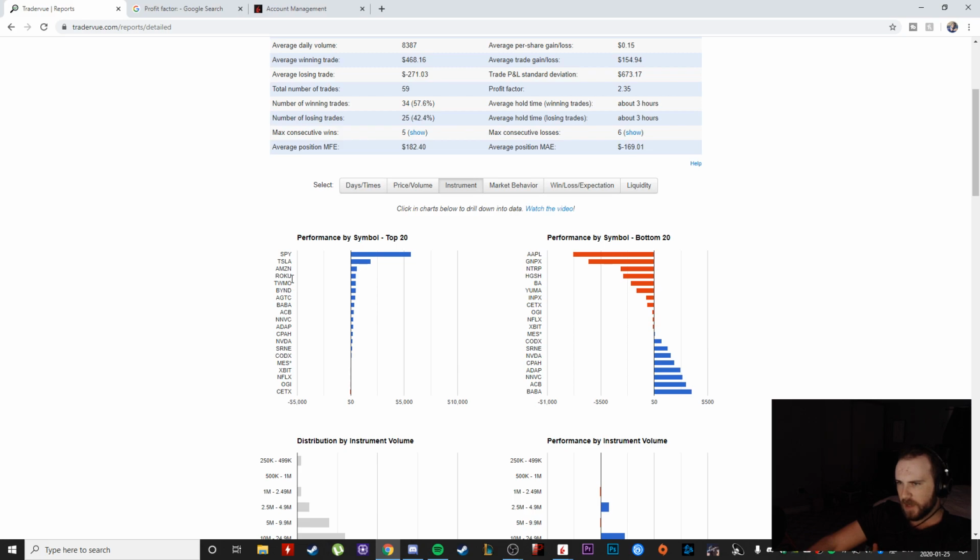Now some of these are penny stocks, but you notice not a lot of them are. But most of my big losses, these are all penny. Well, not Apple. I don't want to talk about the Apple one. GMPX, NTRP, HSGH, Yuma, INPX. All of these are penny stocks.